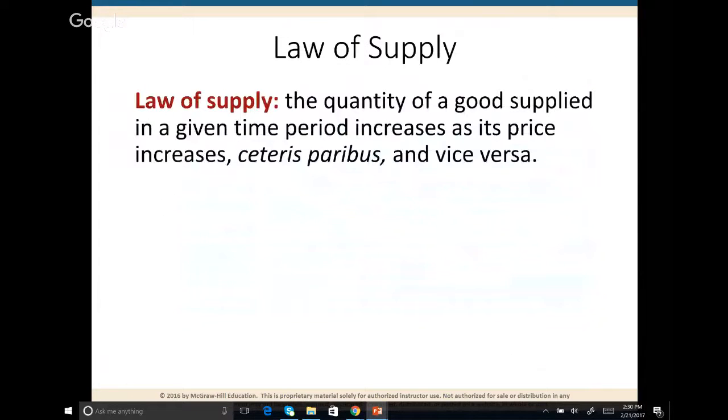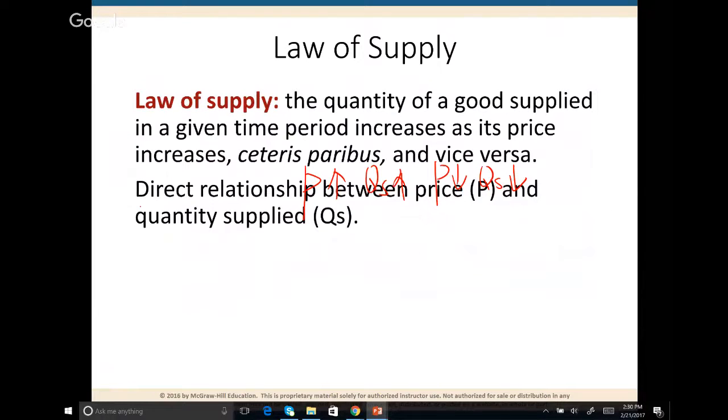All right, so we talked about this. And then next, supply. Supply is very similar to demand, but everything is reversed or opposite. The law of supply says the quantity of goods supplied in a given time period increases as the price increases. So when price increases, quantity supplied increases. And vice versa, when price decreases, quantity supplied will decrease as well. So they both go together.